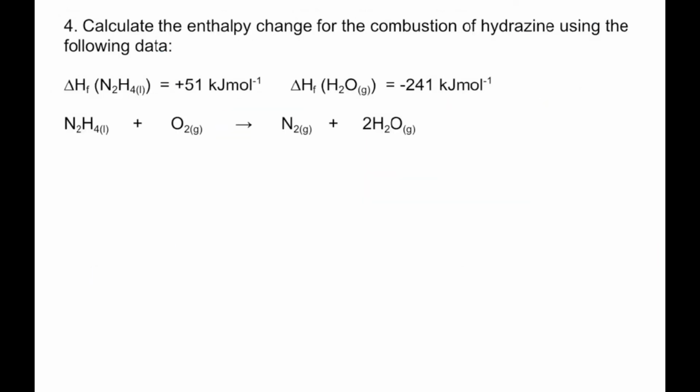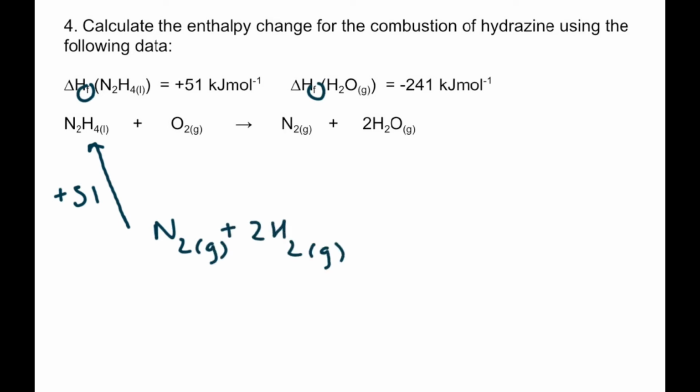We've got an example now of enthalpy cycles, Hess's Law. We need to work out the enthalpy change for the combustion of hydrazine, so therefore we need a cycle. You have been given formation data. So we've got the formation of hydrazine, so we're going to write plus 51 by the side, and that's forming from its elements in their standard states, from nitrogen and hydrogen.